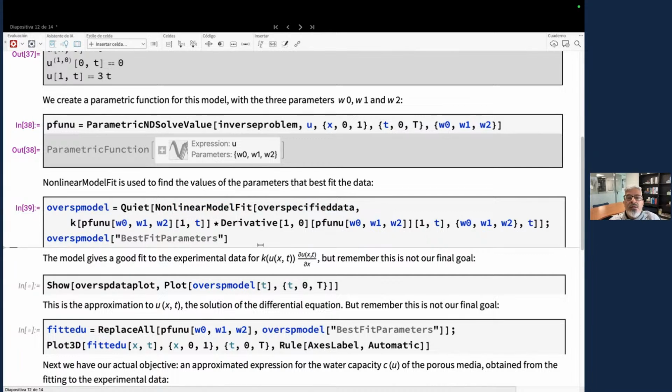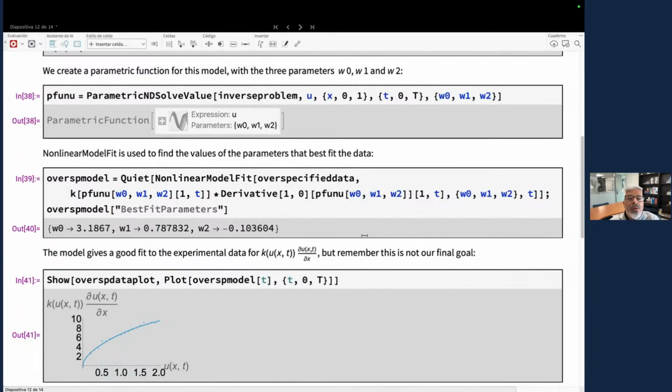So let me evaluate here. It might take some seconds. Now, the model will give us a fit to this experimental data, but remember that it's not our goal. So in some seconds, I should see the answer. Let's see, still running. All right. I am waiting for this to run. There we go, to give me the answer and show it to you.